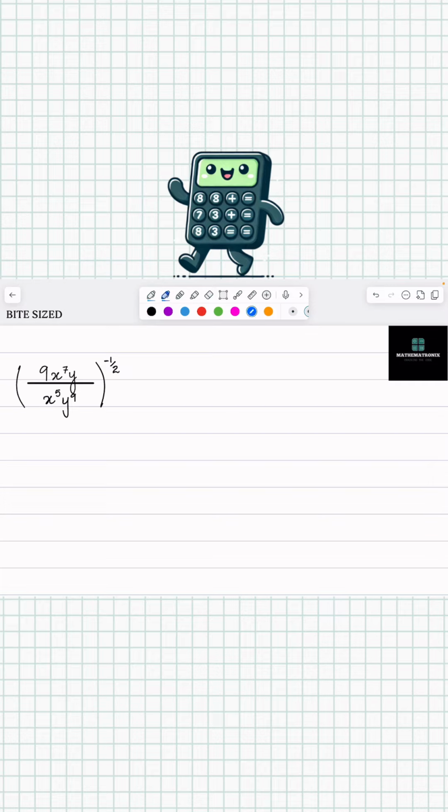First up, we notice that we have a negative index. How do you make the power positive? How do you make an index positive? By flipping the fraction. So let's flip the fraction. It's going to become x to the power 5, y to the power 9 over 9x to the power 7, y, whole powered 1 over 2. Automatically, as soon as we flipped the fraction, the power became positive.